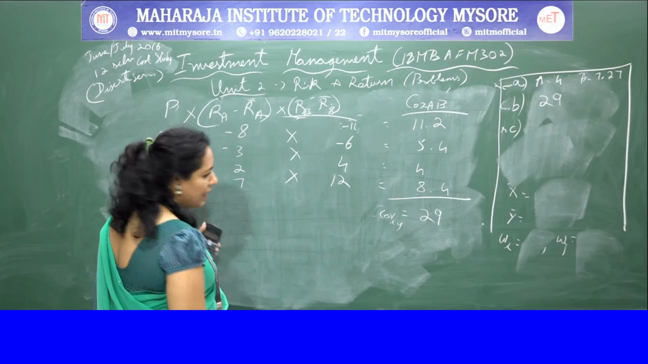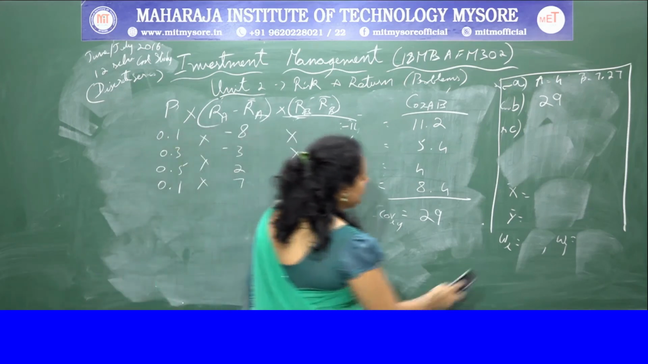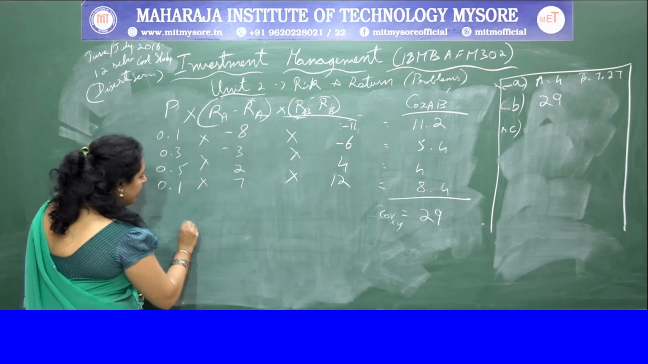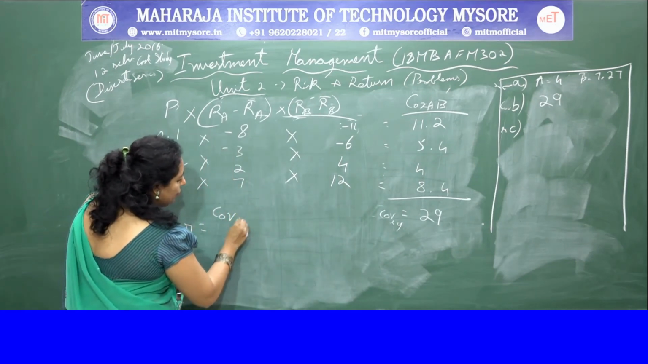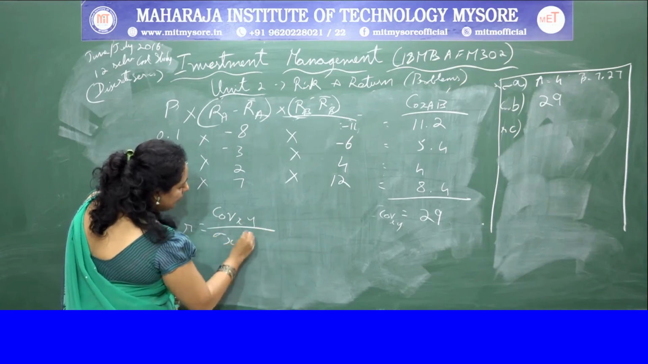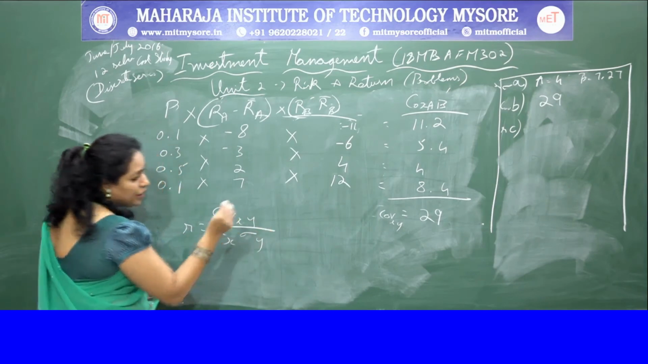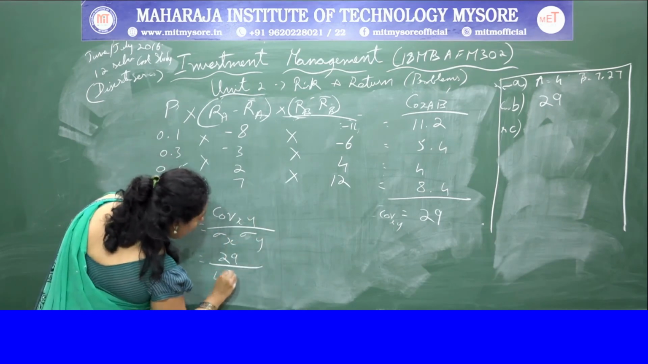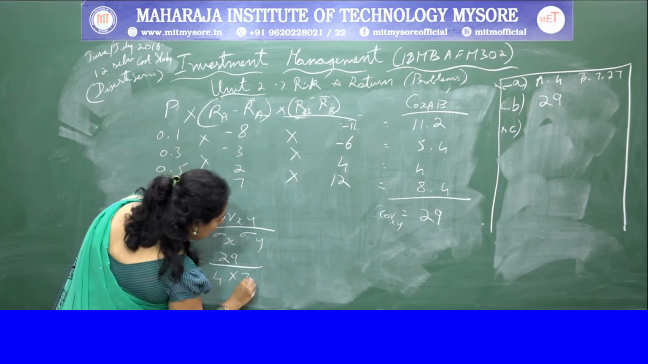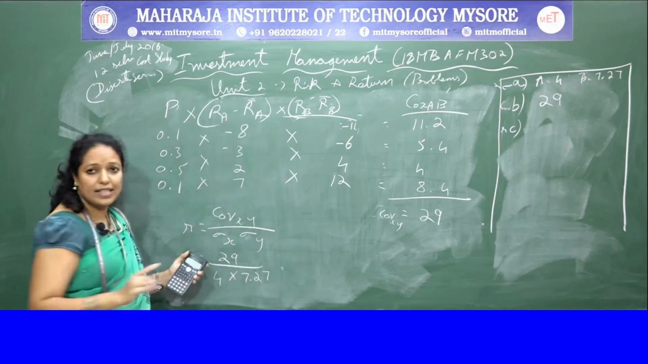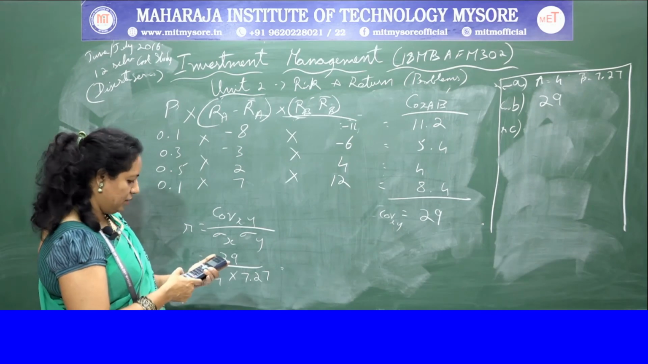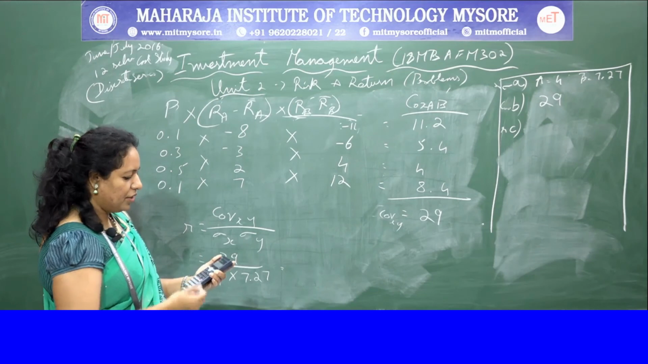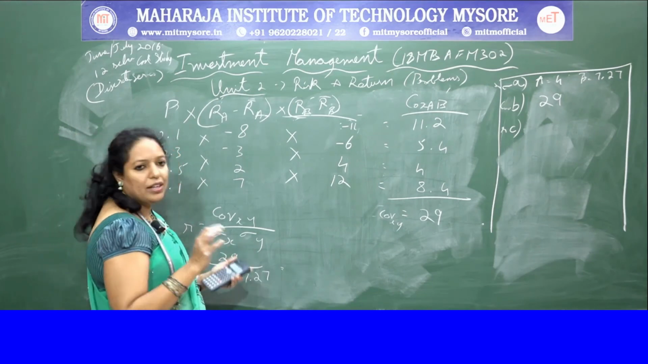Okay, so let's do the last step where they have asked R. So here I'll write R equals covariance of xy divided by standard deviation x and standard deviation y. Covariance is 29, standard deviation is 4 into 7.27. All the answers are there on the board. So first we'll multiply 4 into 7.27. Your answer is 29.08.